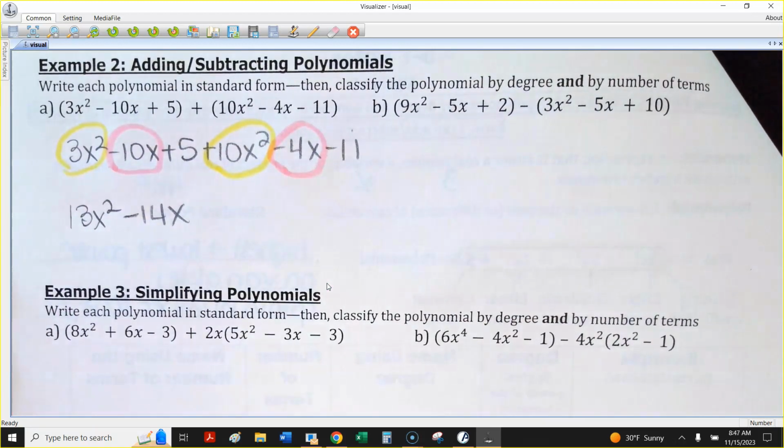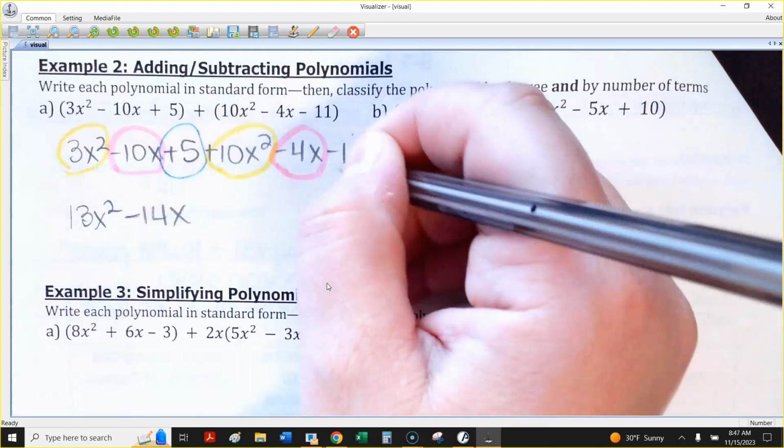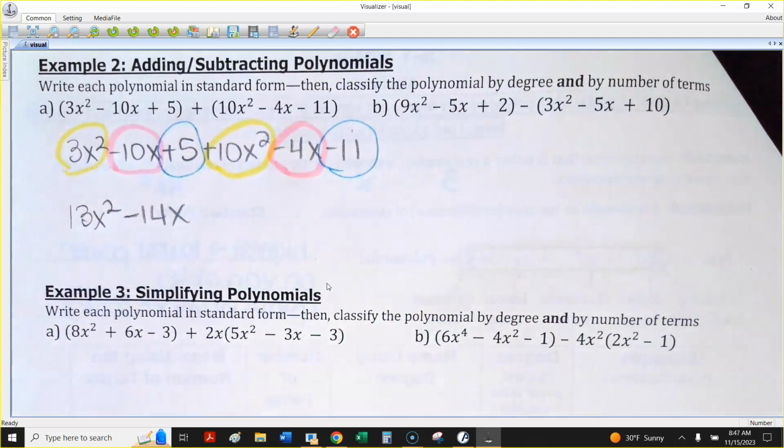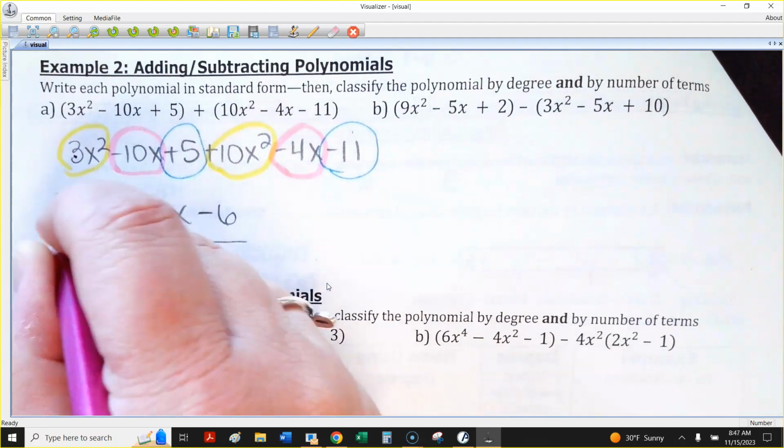And then any plain numbers. So I've got a 5 here and a negative 11. So it would just be 5 minus 11. So that would be negative 6. That would be the standard form.